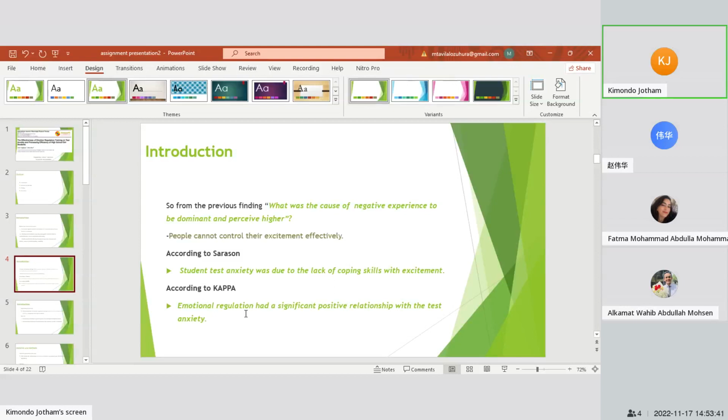So from the previous findings, the question you have to ask yourself: what was the cause of the negative experience to be dominant and perceived higher? Okay.